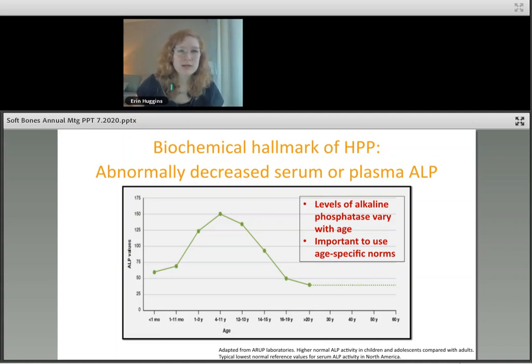So it's very, very important, if your doctor is drawing an ALP or you get one done as part of a complete metabolic panel, to make sure that those values are specific to your age and gender as well. If you're in your 20s and they are using a pediatric reference range, that's not going to work for you. Similarly, if you're a child and they are comparing your result to an adult reference range for ALP, then you're not going to get a proper reading.